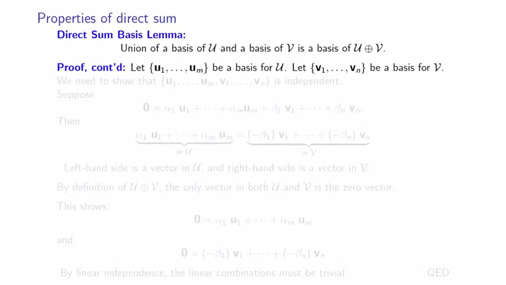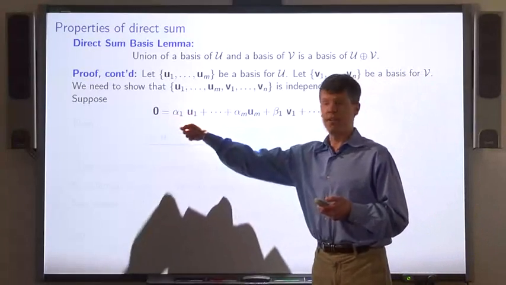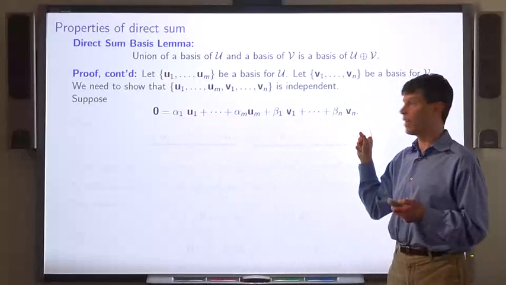All right, so let U1 through Um be a basis for big U. Let V1 through Vn be a basis for big V. And we need to show that the union is linearly independent. Well, suppose that you can write the zero vector as a linear combination of all these vectors.